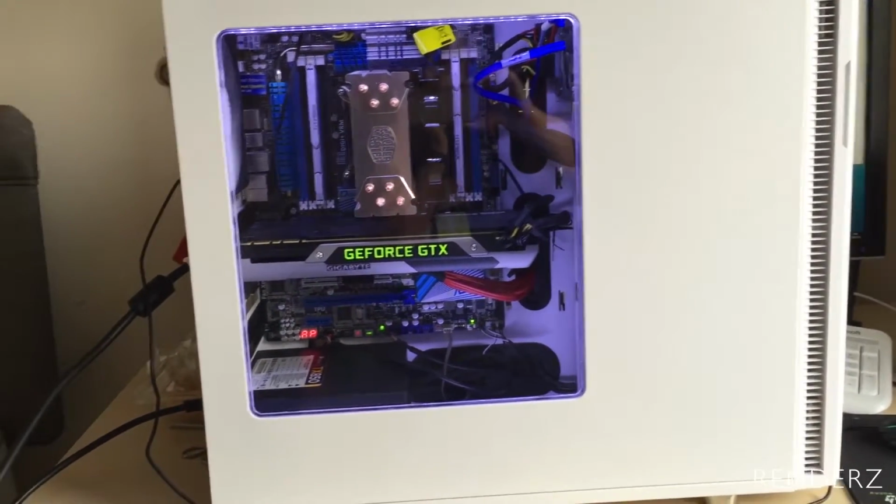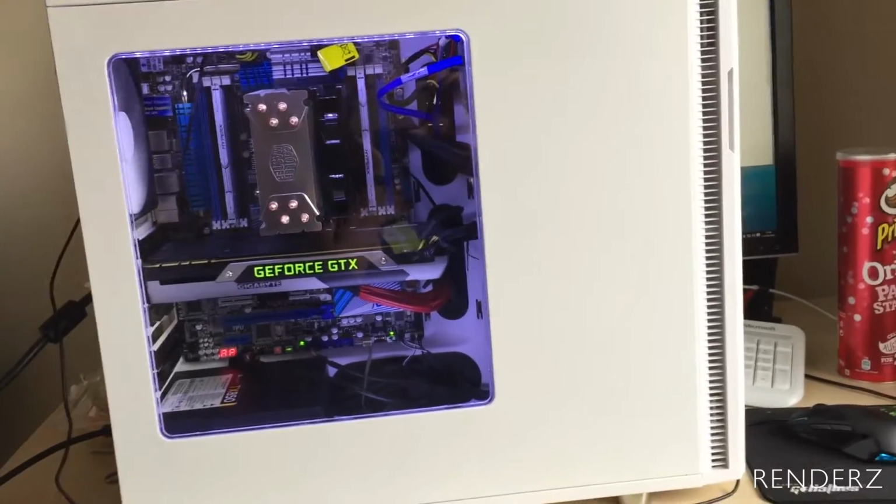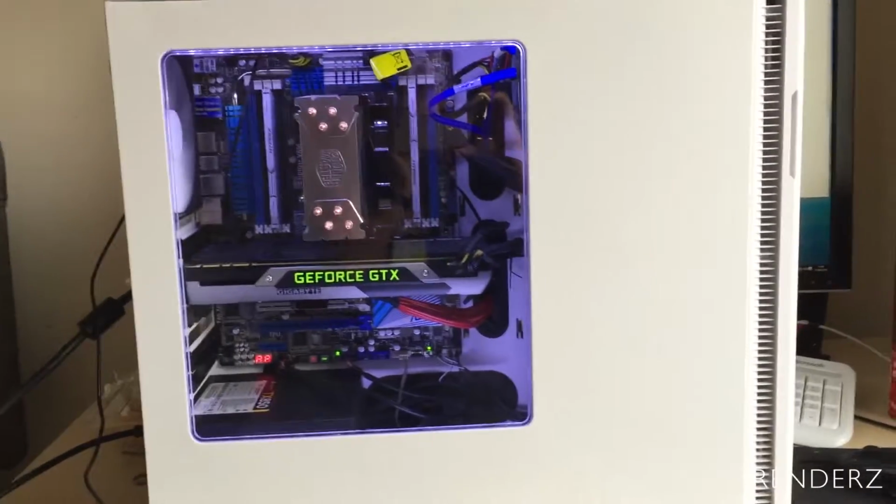I just wanted to talk to you about my server case. This is a Fractal R5 white and I think it looks so pretty.